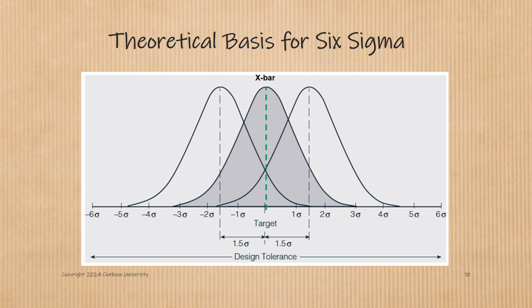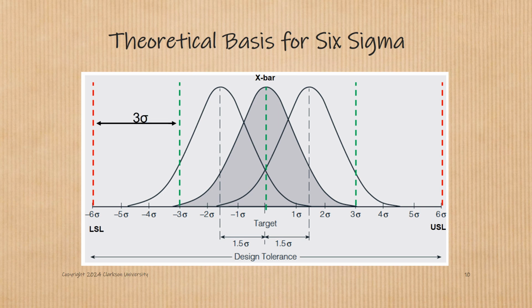A process operating at a Six Sigma performance level means the distribution of process output, represented by the familiar bell-shaped curve, is operating well within customer-designated upper and lower specification limits. Further, variation is so tightly controlled that there are 3 standard deviations, or 3 sigma, between the lower spec limit and the lower tail of the distribution, and another 3 sigma between the upper spec limit and the upper tail of the distribution, for a total of 6 sigma.